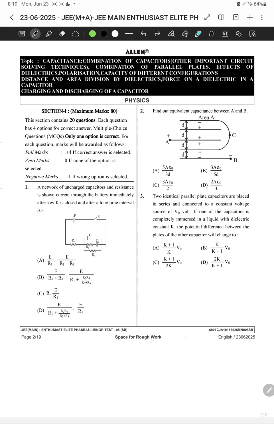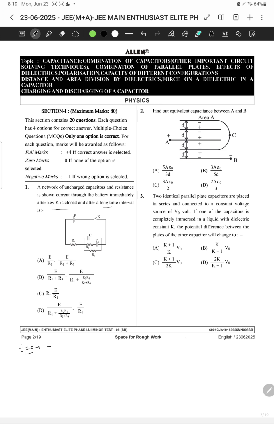The first question says that a network of uncharged capacitors and resistances is shown. Find the current through the battery immediately after the key is closed and after a long time. As you know, at t equal to 0, the capacitor behaves like a connecting wire. There is a maximum current in the circuit.